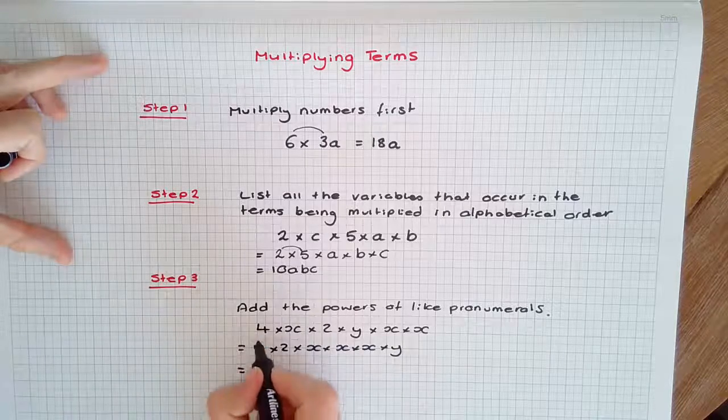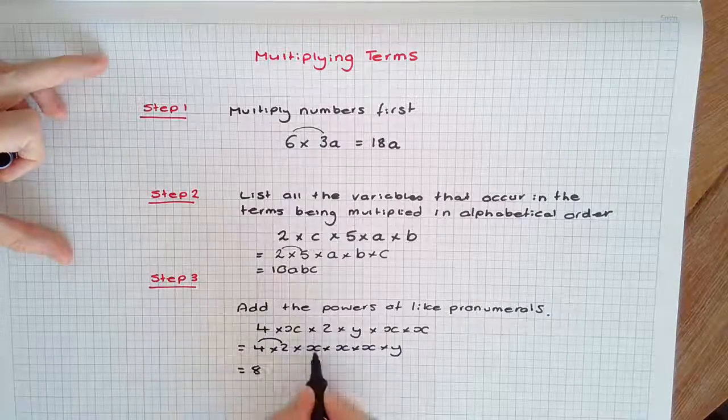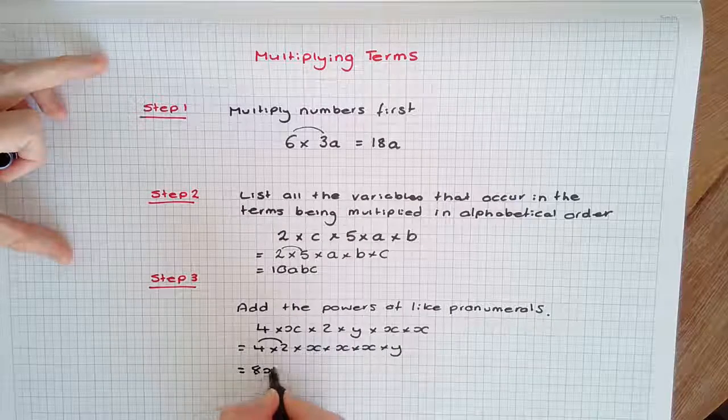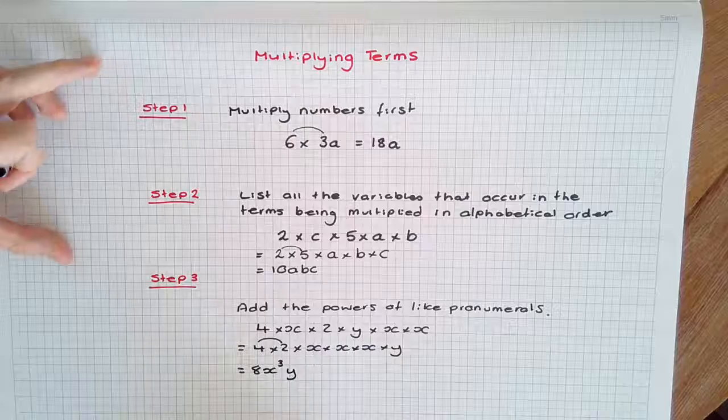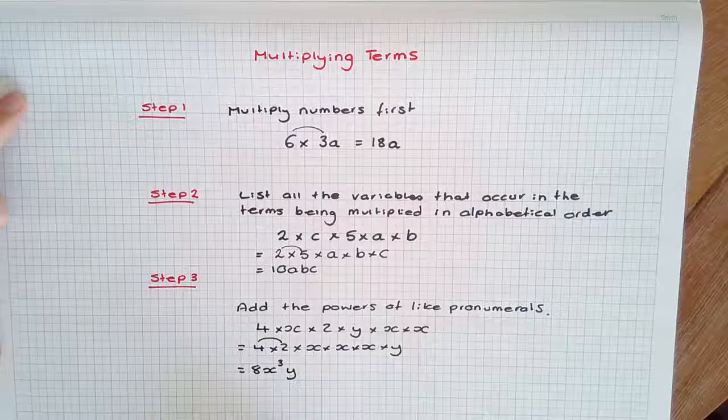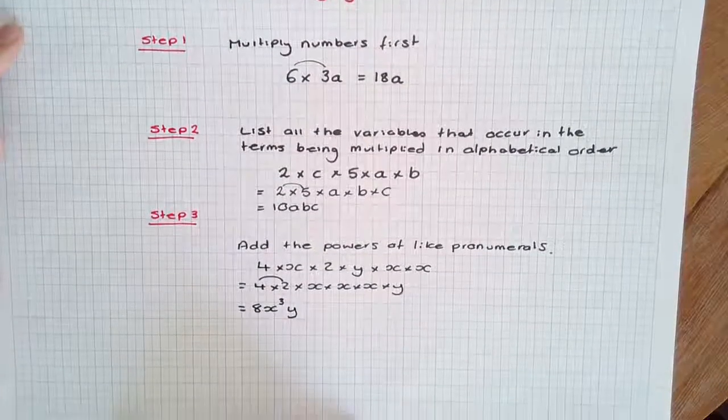First of all, step 1, 4 times 2 is 8. x times x times x is x cubed. And we've got multiplying by y on the end, omitting the multiplication sign. Let's just try one more that's a little bit more complicated.